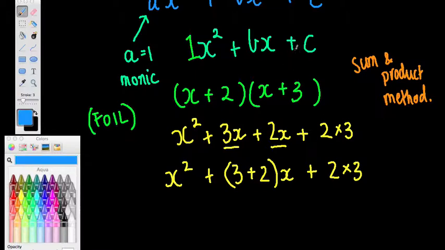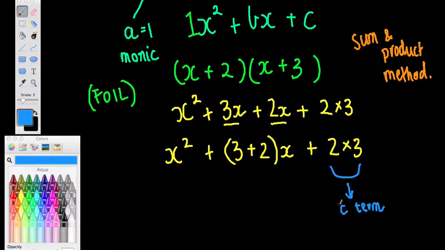So have a look at here. The c term is going to be 2 times 3 in this example. So that's that number there multiplied by that one. So this term here, that's our c term. Now if you have a look at the middle term, that is those same two numbers, but instead of being multiplied like they are here, they're being added together. So this is our b term.